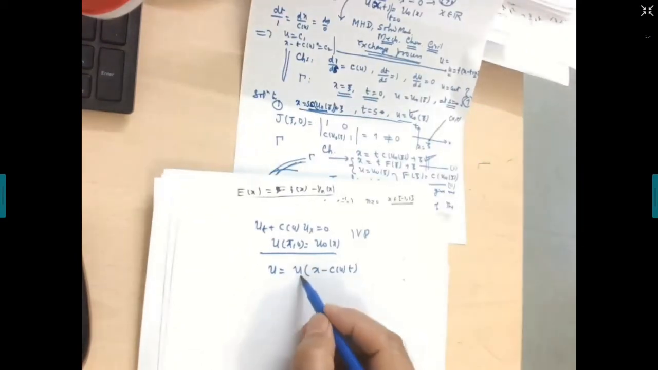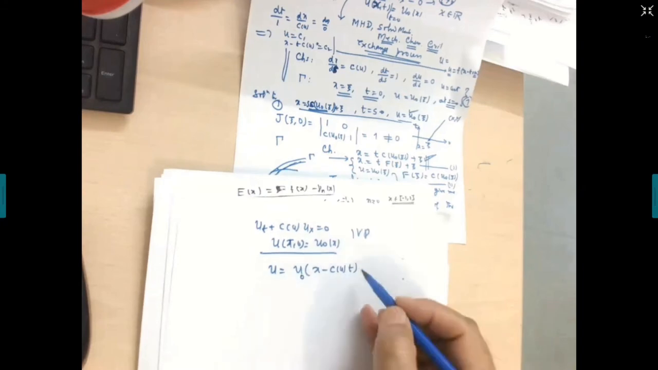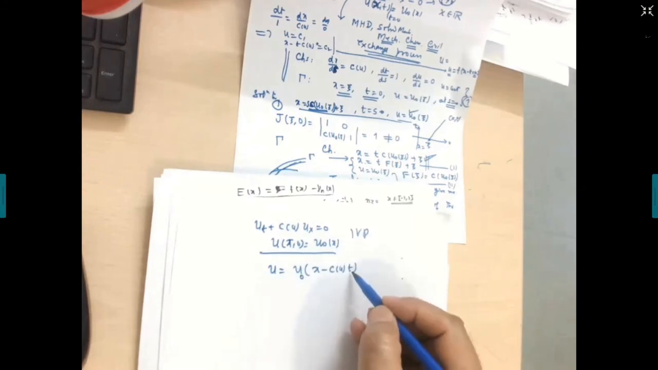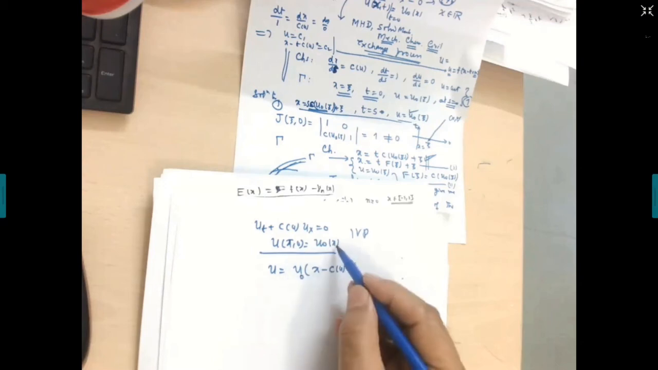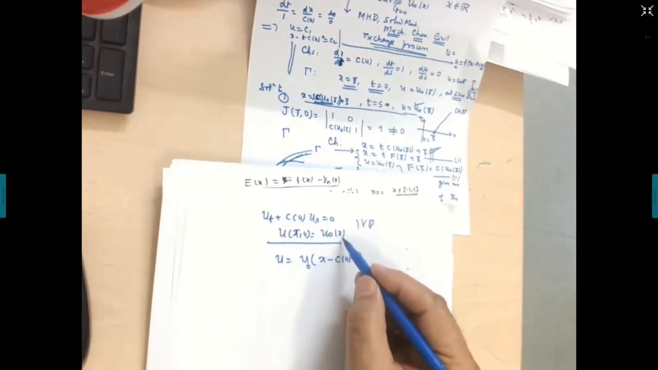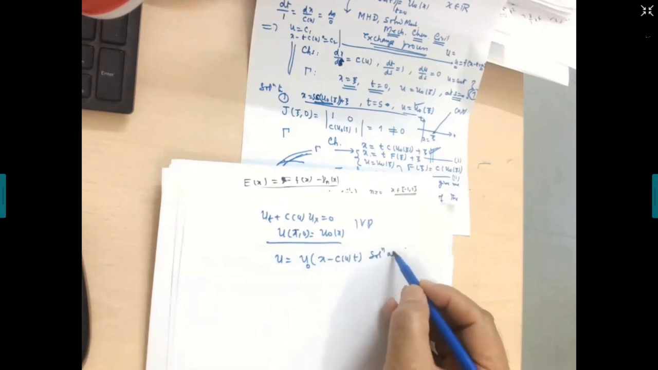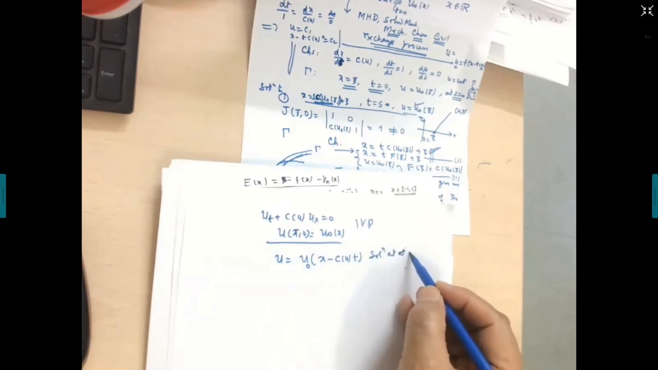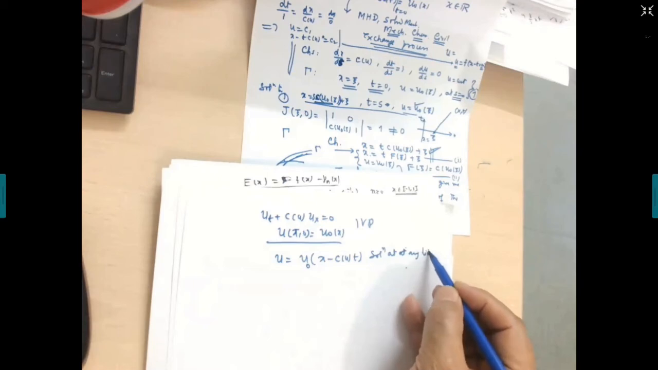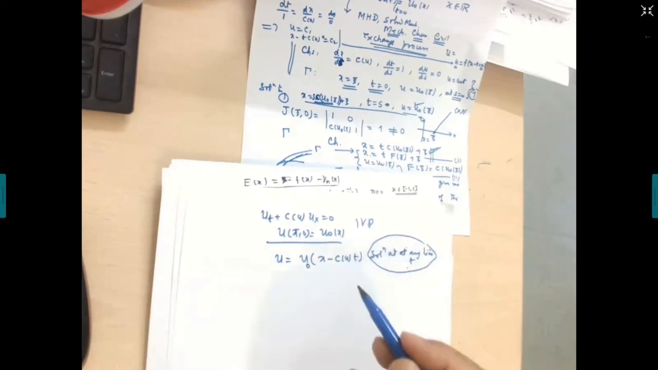Because this is at t equal to 0, you can see here it satisfies the initial condition. At t equal to 0, u is equal to u naught of x. This is the solution at any time t. Is that right? You can see here at t equal to 0, it satisfies the initial condition.